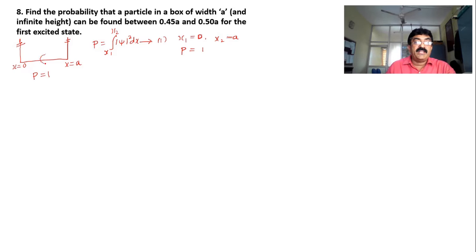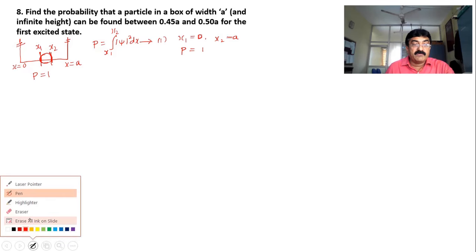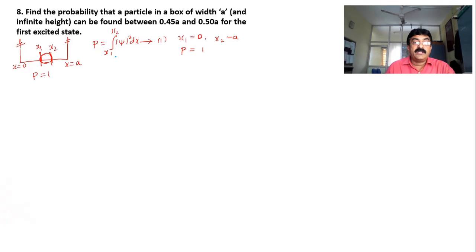I want somewhere in between, somewhere here, so that this is x1 and this is x2. In this region, what is the probability? See, x1 and x2 are given in this question. x1 is given as 0.45a, x2 is given as 0.5a. The width is very small. In a very small region we have to find the probability. Then how to do this?